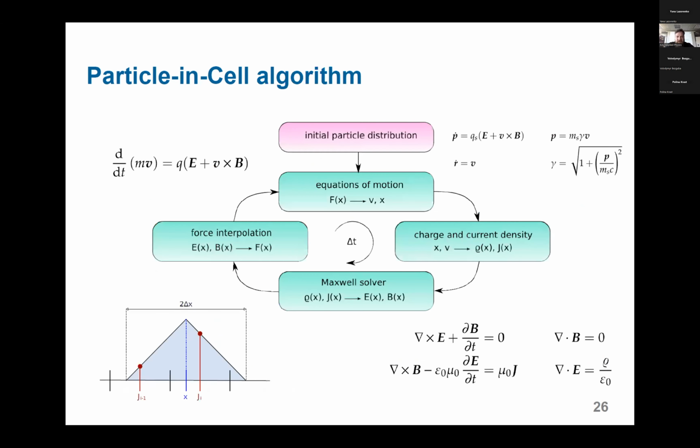The algorithm is generally composed of those 4 parts, where of course at the beginning you have some initial distribution of particles, and then you solve the equations of motion for the particles relativistically, because we're in the relativistic regime. Then from their movement, you derive the charge and current density on your grid. And from that charge and current density, through Maxwell equations, you solve the value of the electric and magnetic fields, then interpolate the force back to the particle. And you repeat that thousands of times.